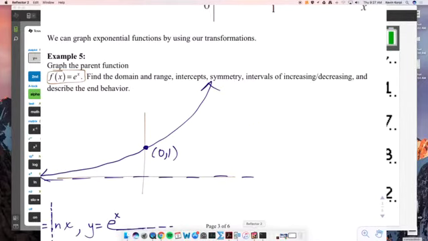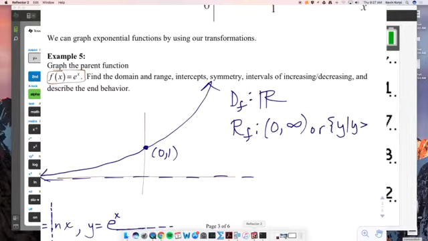Let's just kind of go through the whole gamut of things again. The domain of this function is what? All real numbers. Some people missed that on the test yesterday. The range of this function is everything strictly greater than 0. So you could say 0 to infinity, like that, or the set of all y's such that y is greater than 0. Does it have any symmetry? No, no symmetry. We already found the y-intercept is 0, 1.